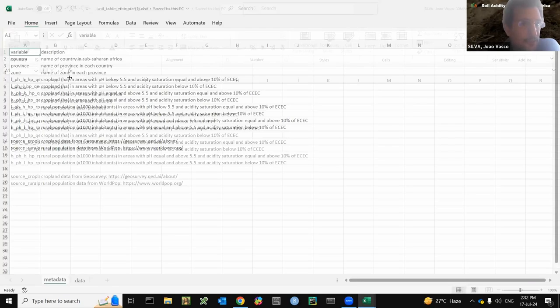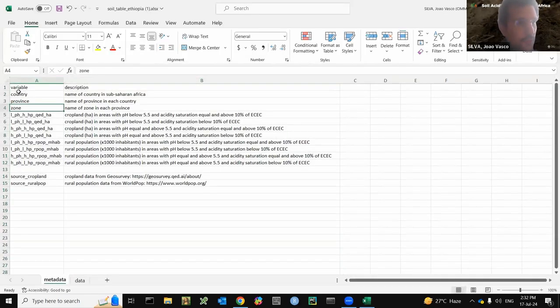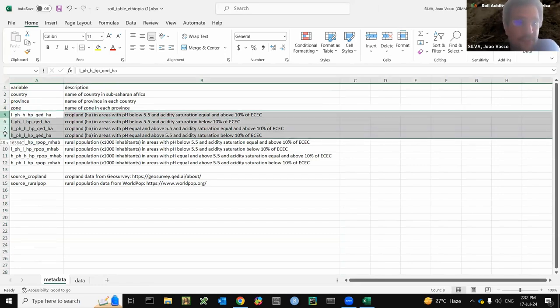It gives you in this first step some metadata. So you see the country, the province, and the zone. So it's really focusing on admin levels. And then it gives you two chunks of data. These four variables, let's say, give you the cropland area in hectares that are in those quadrants that Jordan was mentioning earlier. And those quadrants segment the pH and exchangeable acidity relationship, essentially.